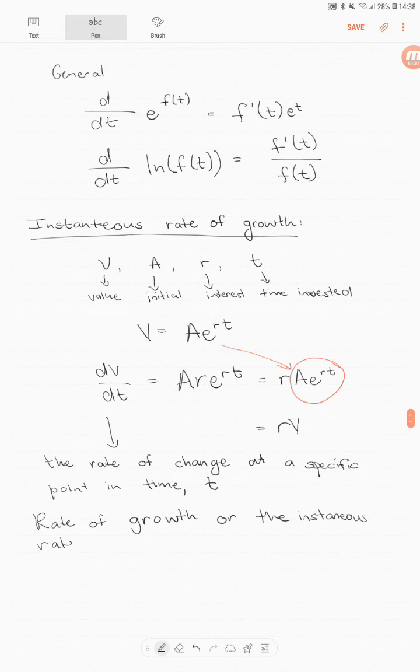Instantaneous rate of growth must be expressed as a ratio of the initial value, or of the total value.